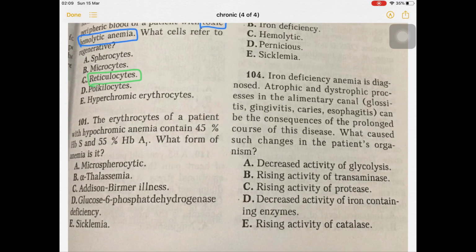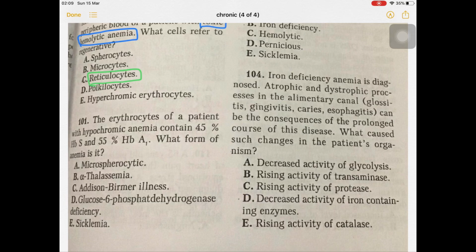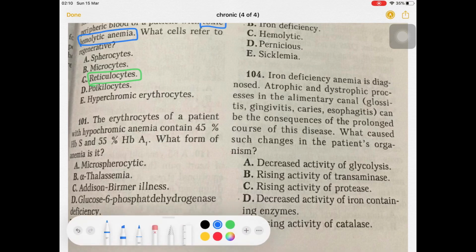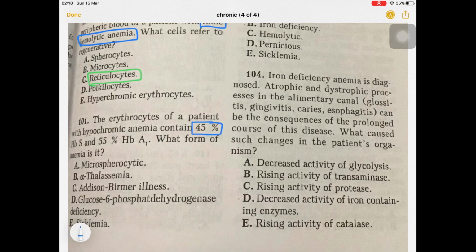Okay, that can be reticulocytes. Look at question number 101 now. They are talking about 45% of HbS. 45% of HbS means these persons are carrying hemoglobin S, which is incompatible with life, right?